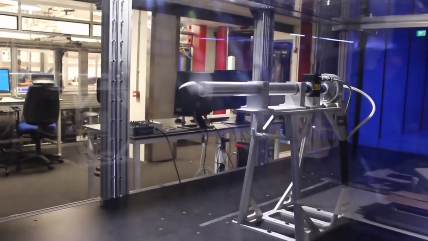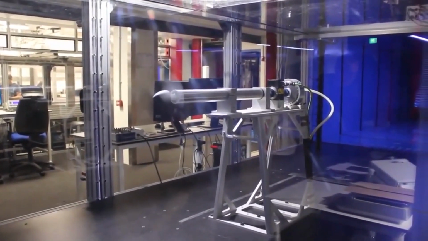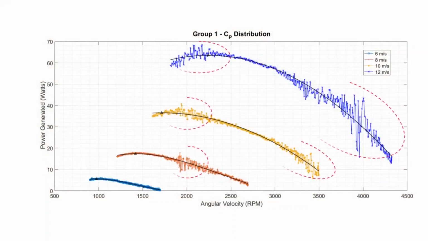Despite this, a certain level of blockage was still present, as the swept area of the blade was still 15% of the tunnel cross-sectional area. Resonance was also present during our wind turbine testing, which is evident in the noise found in our CP distribution.